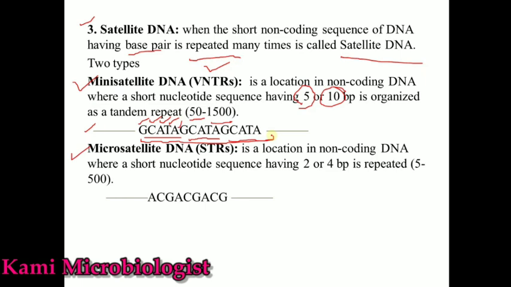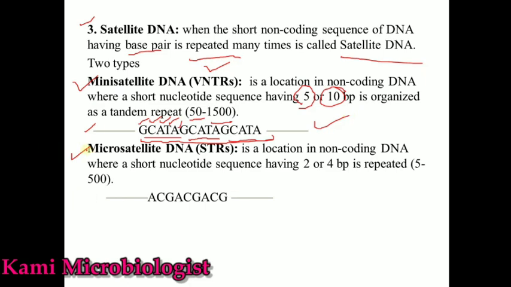Okay, and it is mostly repeated not less than 50% and not more than 1500 times. So remember guys, this number of repetitions is different from person to person. Let's suppose in one person it is repeated 100 times, so in another person it will be repeated, we can say, 150 times, 160 times. So from person to person the repetition is different. This is called minisatellite DNA or variable number tandem repeats.